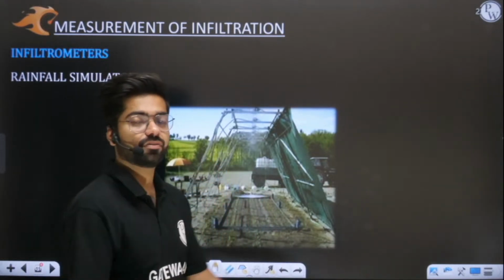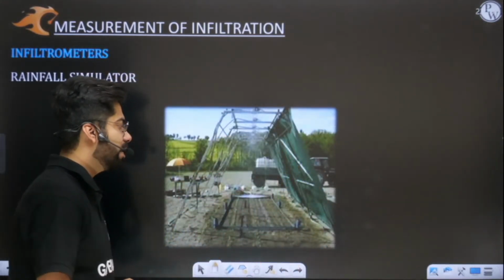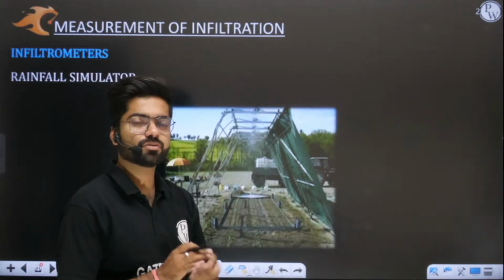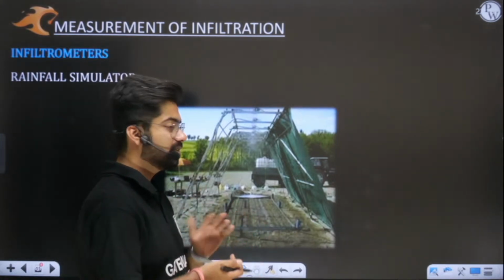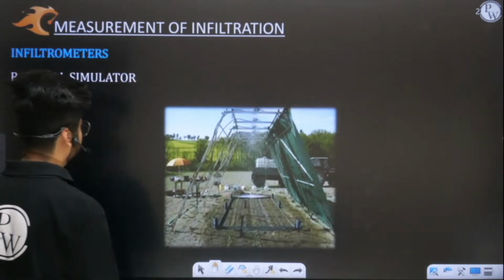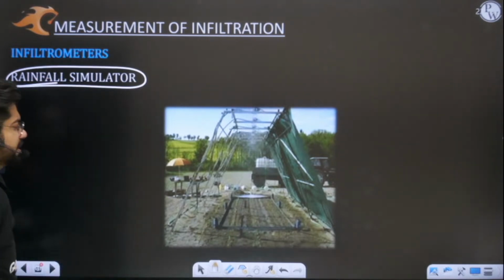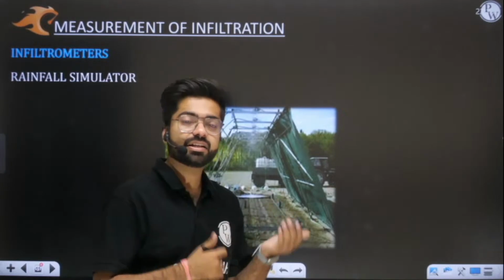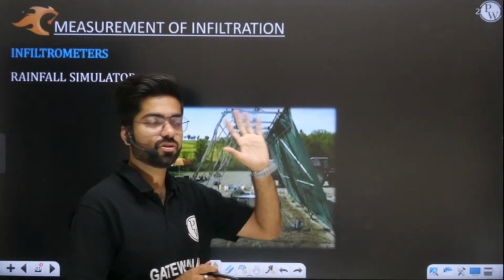That rainfall will drop in this area, and it will simulate the effect of artificial rainfall falling from a height of 2 meters. Then obviously after some time you will see infiltration is there, and that will be measured with the help of the water jet equation. So you need to understand that this rainfall simulator is better. Why? Because it replicates the exact environment of actual rainfall. Yes or no? So this is better.